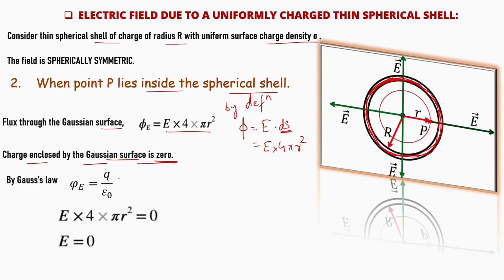Now next, again we make use of Gauss law in order to find the flux. So flux is equal to Q by epsilon naught. Again, the first equation is by definition, and this is our second equation, which we have obtained by Gauss's law.